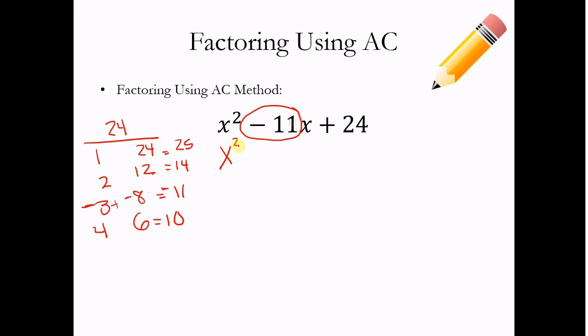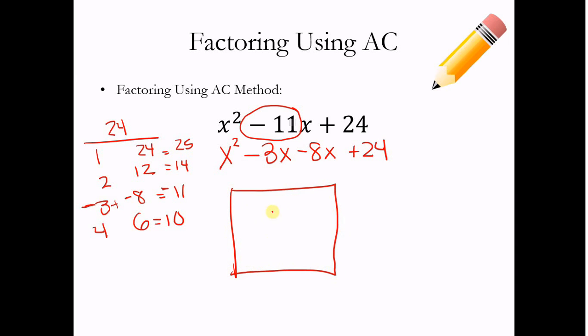So we can write this as x squared minus 3x minus 8x plus 24. So now, let's draw my box. Like that. So I got an 8x and an x, negative 3, and a negative 8.